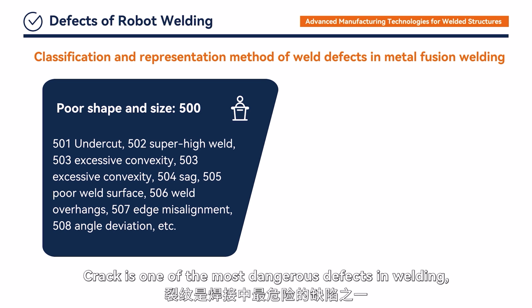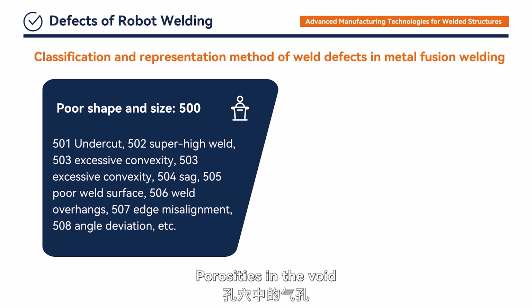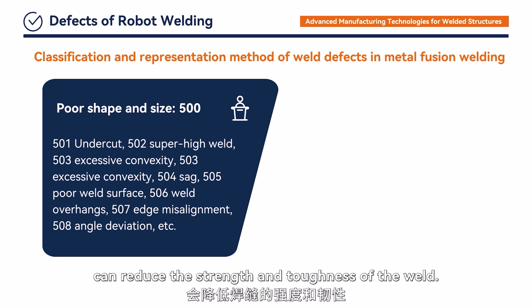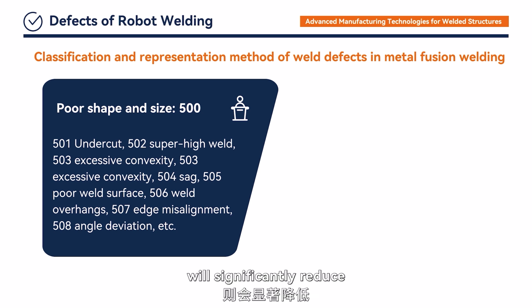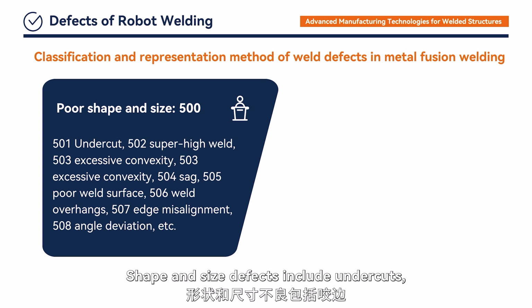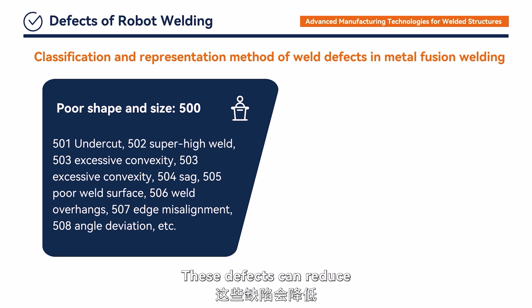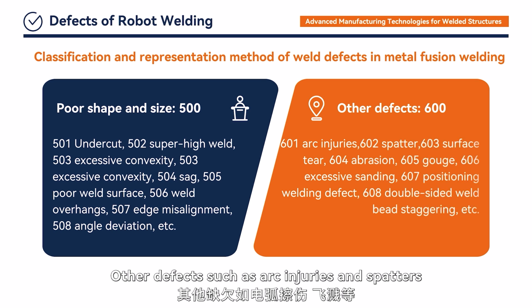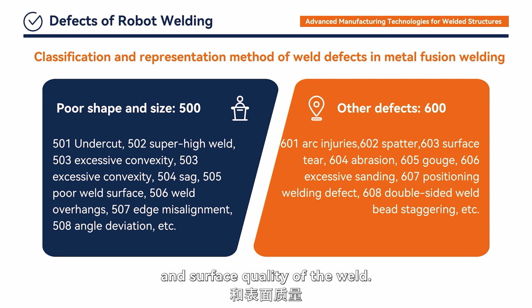Crack is one of the most dangerous defects in welding, which can lead to sudden fracture of the structure. Porosities in the void can reduce the strength and toughness of the weld. Solid inclusions such as slag inclusions can affect the continuity of the weld. Lack of fusion and incomplete penetration will significantly reduce the load-bearing capacity of welded joints. Shape and size defects include undercuts, super high weld, excessive convexity, etc. These defects can reduce the mechanical properties of welds. Other defects such as arc injuries and spatters have little impact on the structural strength, but will affect the appearance and surface quality of the weld.